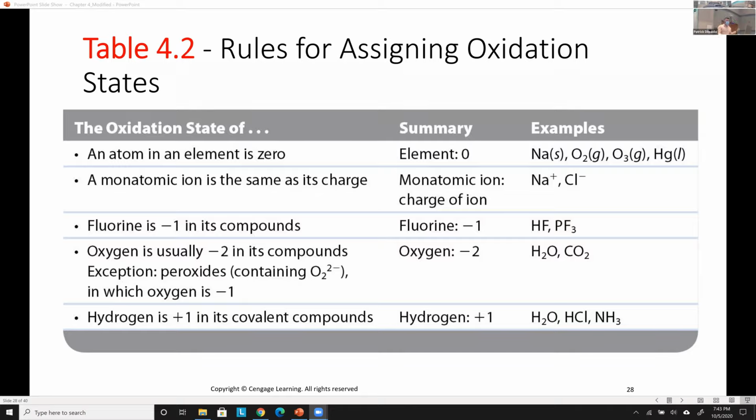Other rule, fluorine is always -1. That should make sense because it's a halogen. Oxygen is always -2, except when it is in a peroxide. Now, what is a peroxide? The easiest peroxide to know is hydrogen peroxide, which you use as topical hydrogen peroxide. That is H2O2. Peroxides usually have the same number of hydrogens as oxygens. They might have other stuff in there too, but just know that rule. Hydrogen peroxide is H2O2, the most common peroxide.